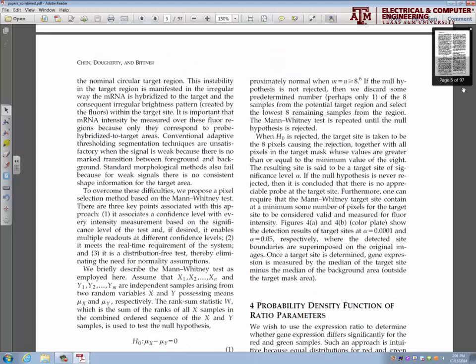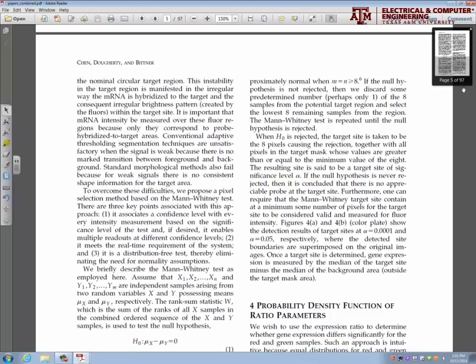Now, if the null hypothesis is not rejected, then we discard some predetermined number, perhaps only one, of the 8 samples from the potential target region, and select the lowest 8 remaining samples from the region, and then repeat. The Mann-Whitney test is repeated until the null hypothesis is rejected. When the null hypothesis is rejected, the target site is taken to be the 8 pixels causing the rejection, together with all the pixels in the target mask whose values are greater than or equal to the minimum value of the 8. That's how you do the thresholding.